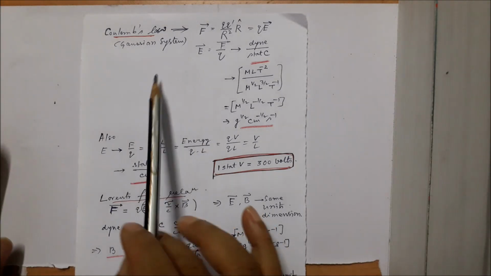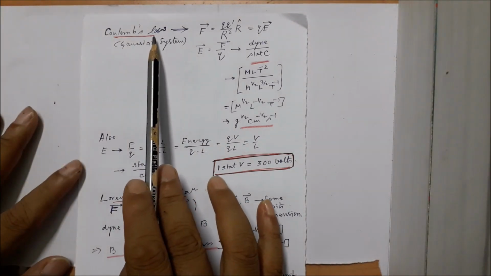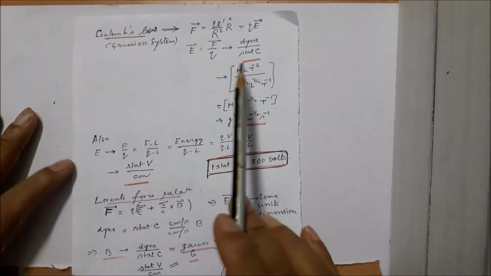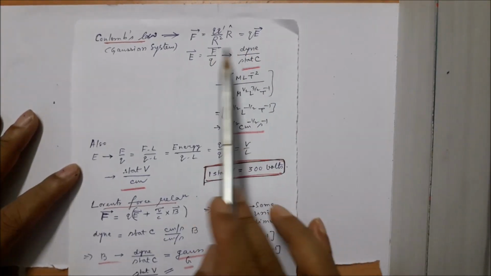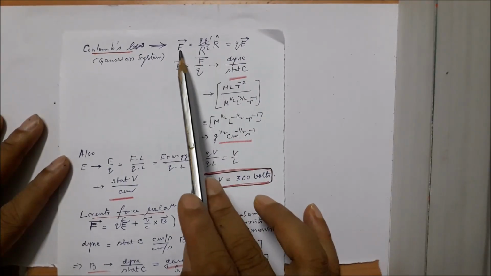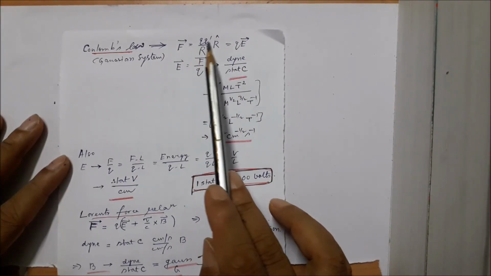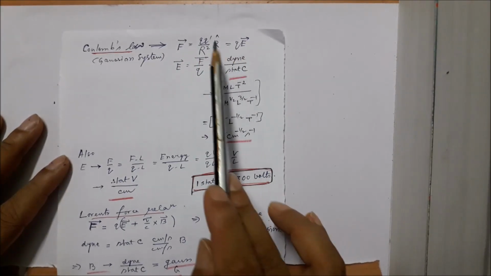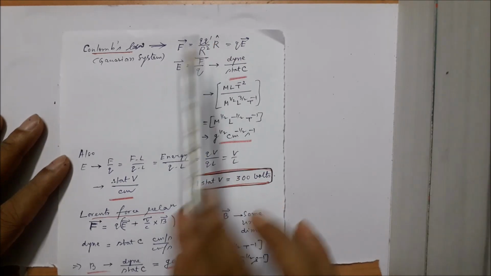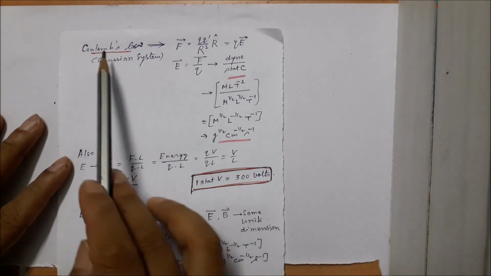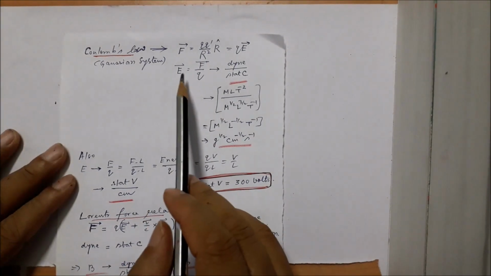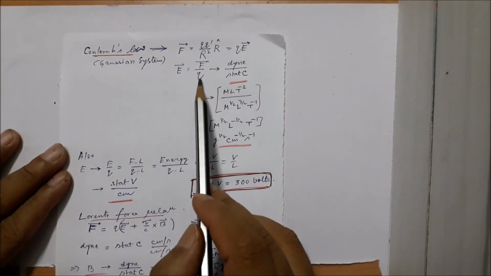Let me bring Coulomb's law again into discussion. Coulomb's law in Gaussian system. So this is the Coulomb's law in Gaussian system, and we can write F equal to Q into E. F is the force between two charges and E is the electric field due to one charge, say Q prime, the source charge. So we can write in this way. This is the Coulomb's law. So from here the electric field can be expressed in this way.